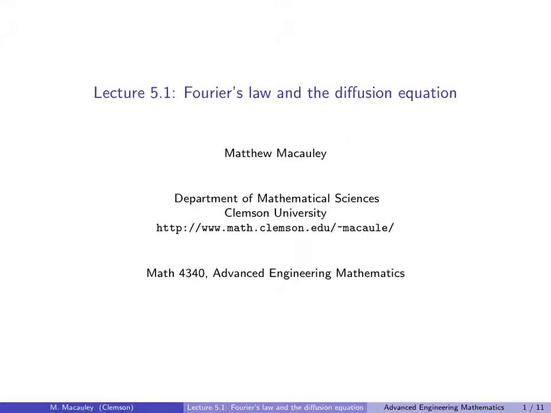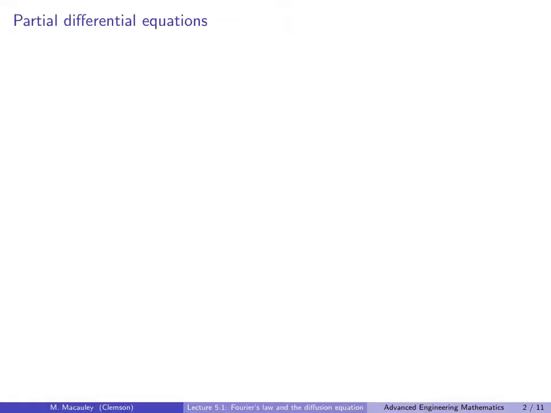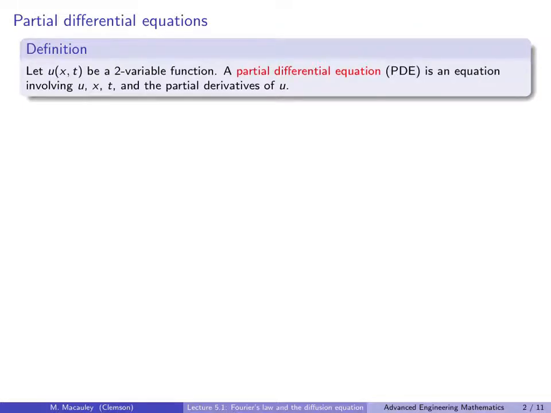Welcome to Lecture 5.1, Fourier's Law and the Diffusion Equation. This is the first lecture on partial differential equations. Let's begin by considering a two-variable function u of x and t, so that's position and time. A partial differential equation, or PDE, is an equation involving the function u and the variables x and t and the partial derivatives of u.